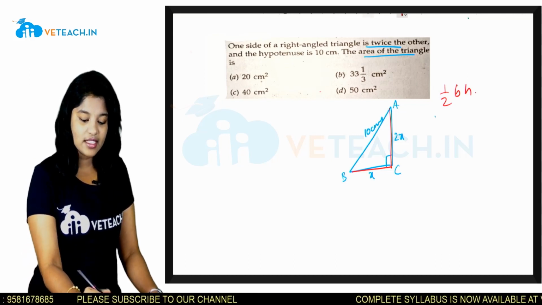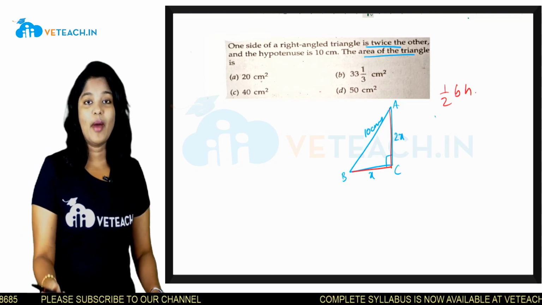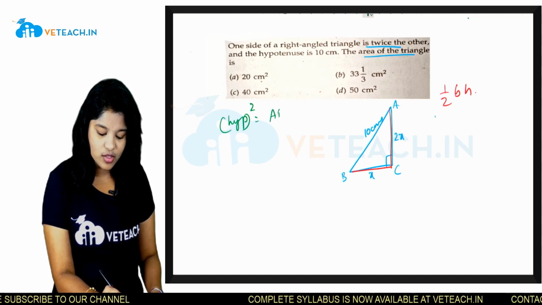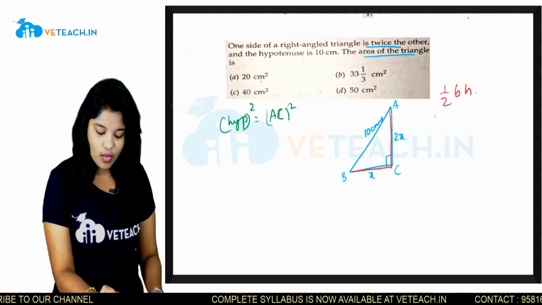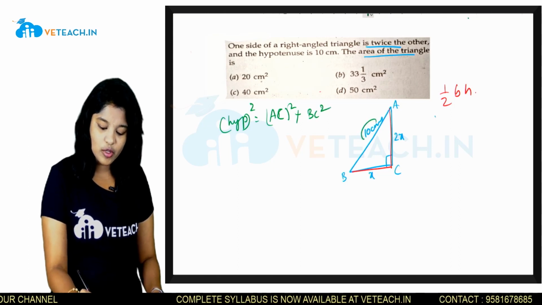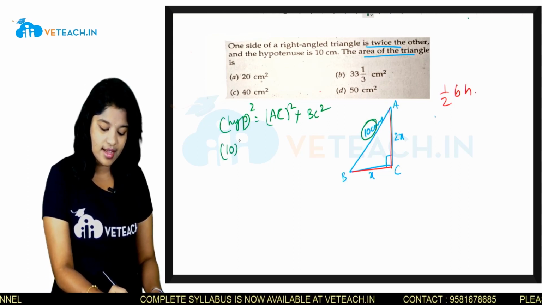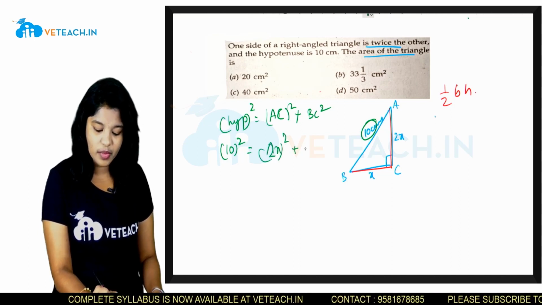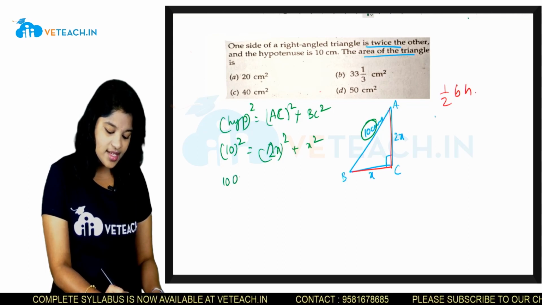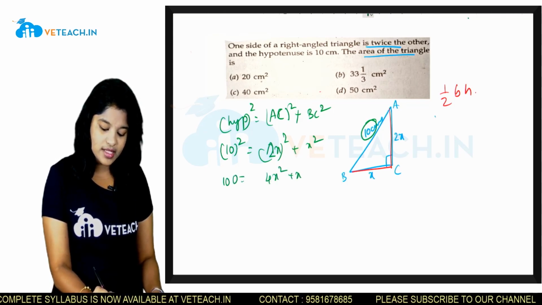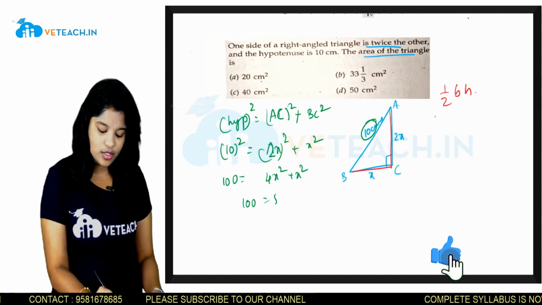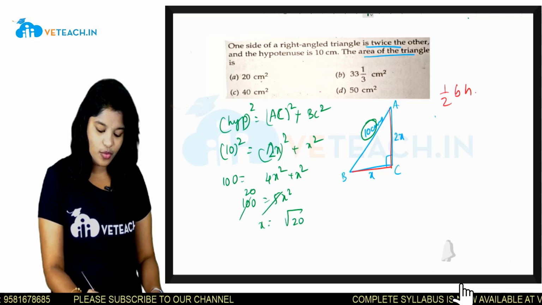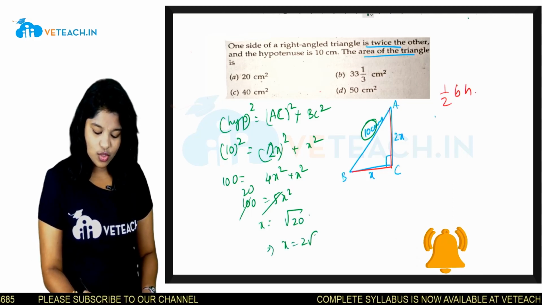Now I am finding the value of x by using the Pythagoras theorem. That is, hypotenuse square is equal to the sum of squares of the other two sides, that is AC square plus BC square. The hypotenuse is given as 10 centimeters, so 10 whole square is equal to AC square, that is 2x whole square, plus BC square, x square. So 100 is equal to 4x square plus x square. So 100 is equal to 5x square, so x square is 20. x is equal to square root of 20. x is equal to 2 root 5.